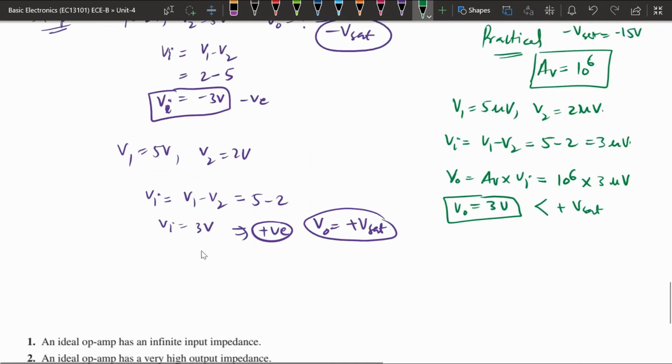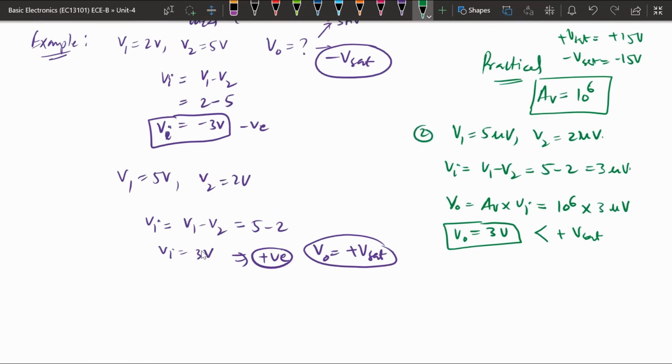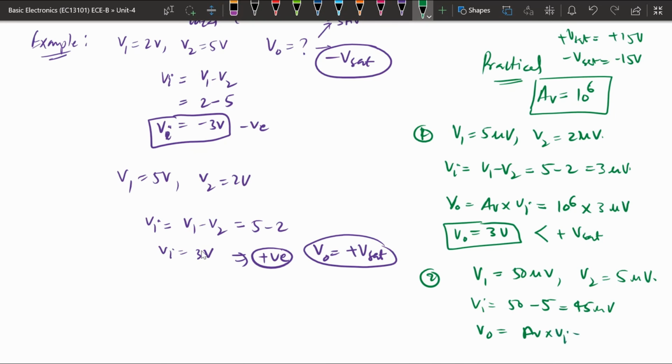But in the second case, suppose in case 2, this is case 1, case 2, V1 is coming out to be suppose 50 microvolt and V2 is equal to suppose 5 microvolt. So in that case, V input will be 50 minus 5, which is equal to 45 microvolt, and then V output will be AV multiplied by V input, which is 10 to the power 6 multiplied by 45 microvolt. So V output is coming out to be 45 volt.